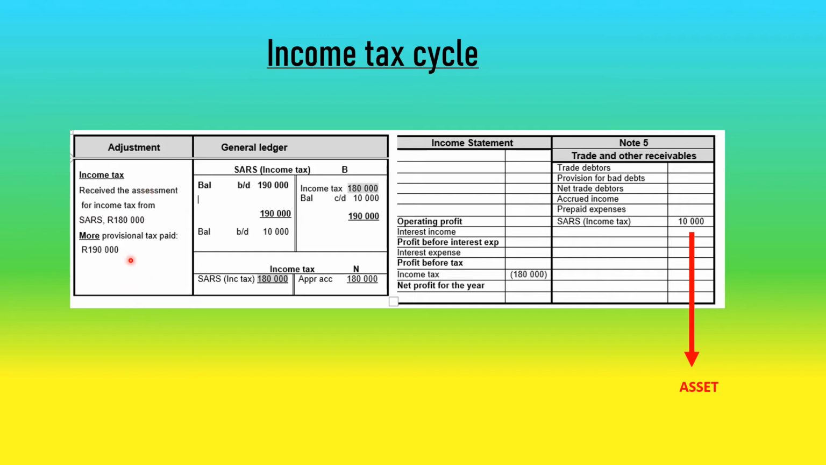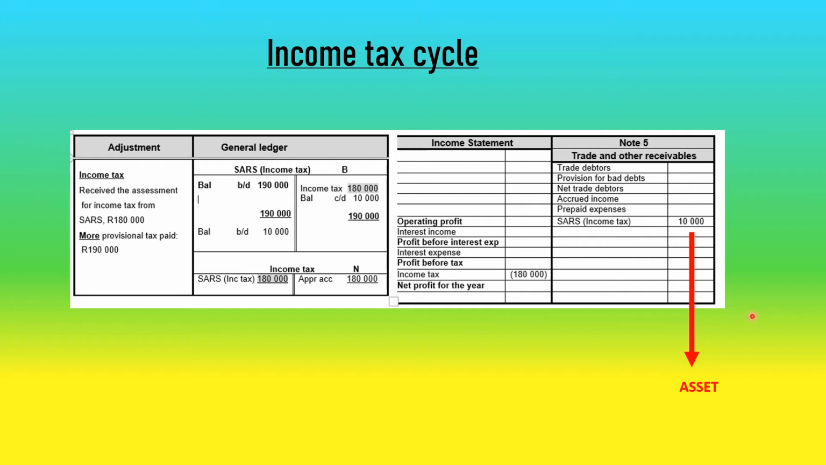You've paid 190,000 Rand. So you see in your general account, you've got your balance brought down of 190,000 Rand. Your actual SARS assessment that you've received is only for 180,000 Rand, and you've got 10,000 Rand. This 10,000 Rand is to be received from SARS, and therefore it will form part of your trade and other receivable notes. Be mindful that this 10,000 Rand is the only amount that forms part of your trade and other receivables, and not the full 180,000. SARS will not pay you back the full amount. It will only pay you back the extra that you've paid them.